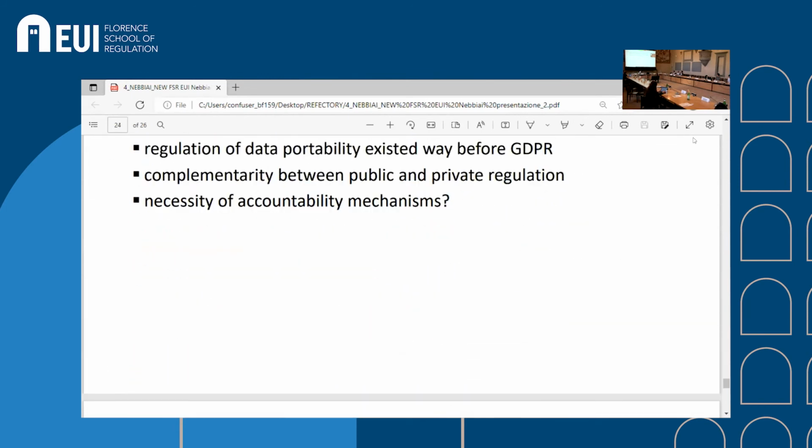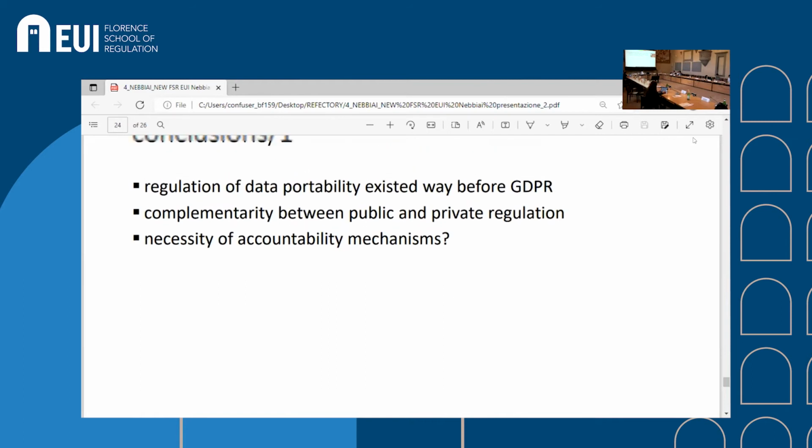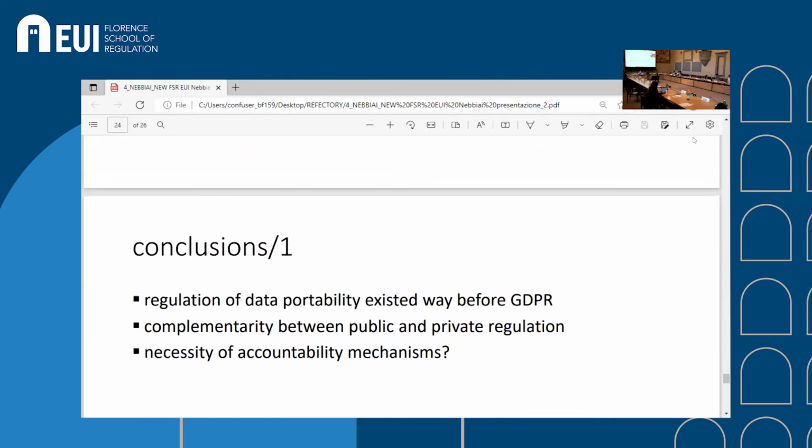So what is this study telling us at the very end? So firstly, data portability regulation did exist before GDPR and was governed by non-state actors mainly. Secondly, I think that especially in the more advanced phases of GDPR implementation, we have to speak about how private and public regulation are interacting in the implementation of many of the new data protection rights.